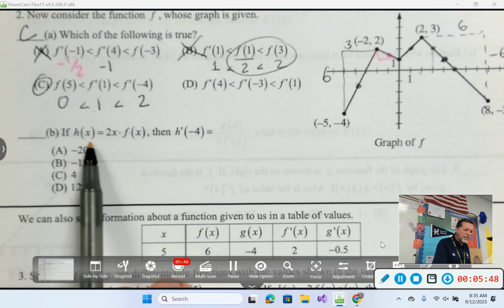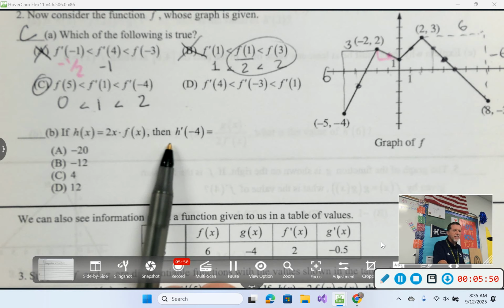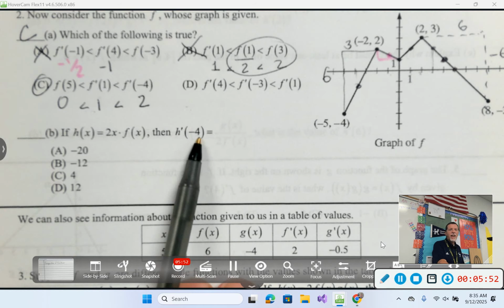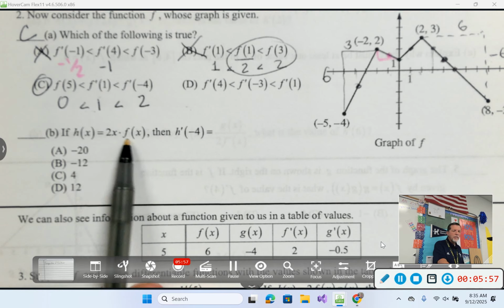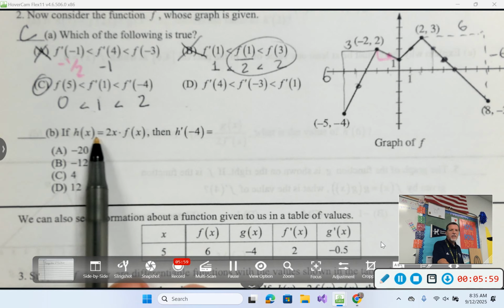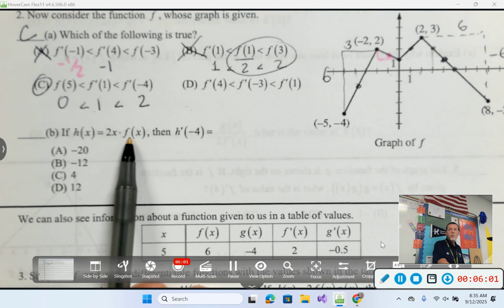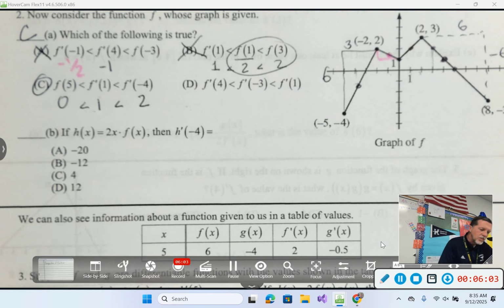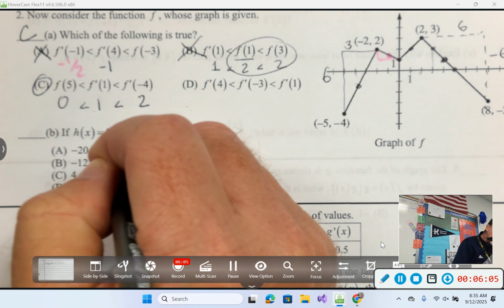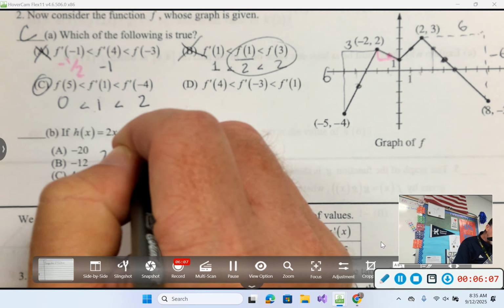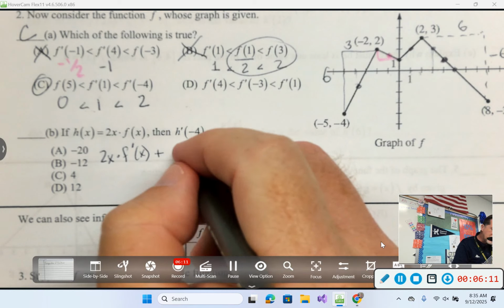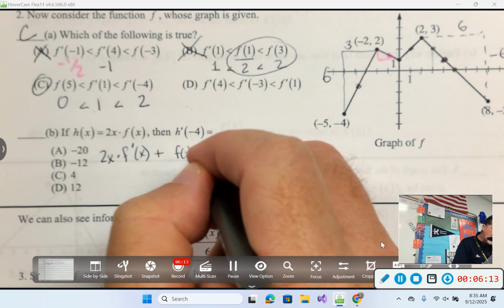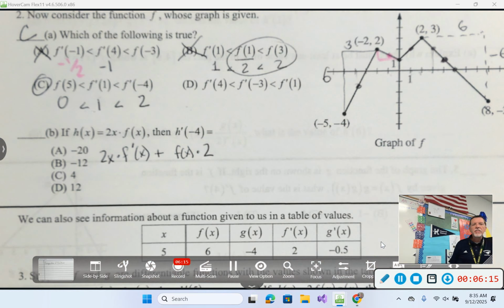If h of x equals 2x times f of x, find the derivative of h at negative 4. So what rule am I going to need for the derivative of h? If this is h. Product rule. So I'm going to do first times derivative of the second plus second times derivative of the first.